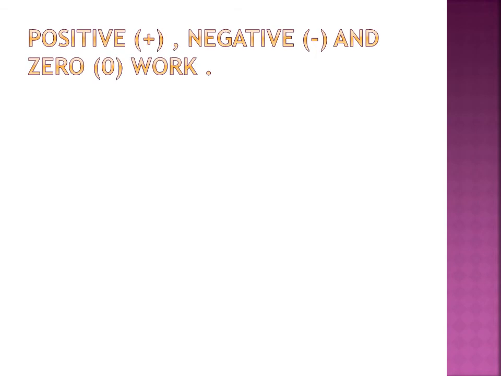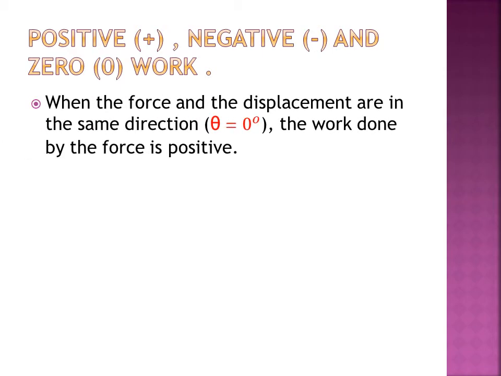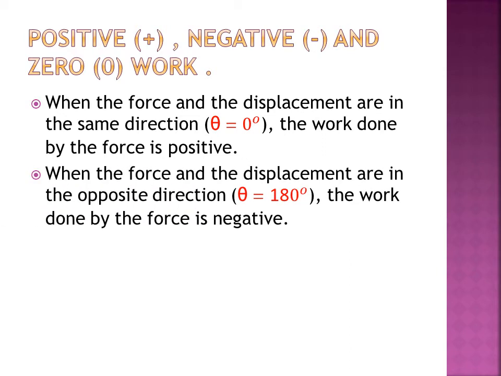Now, as we have seen, the direction of the force and displacement decide the type of work done. So, the work done is divided into three types: positive, negative, and zero work. When the force and displacement are in the same direction, that is theta equal to 0 degree. Why is it 0 degree? Because there is no angle between the force and displacement. They are both in the same direction. So, the work done by the force is positive. When the force and the displacement are in opposite directions, that is theta equal to 180 degree, the work done by the force is negative.